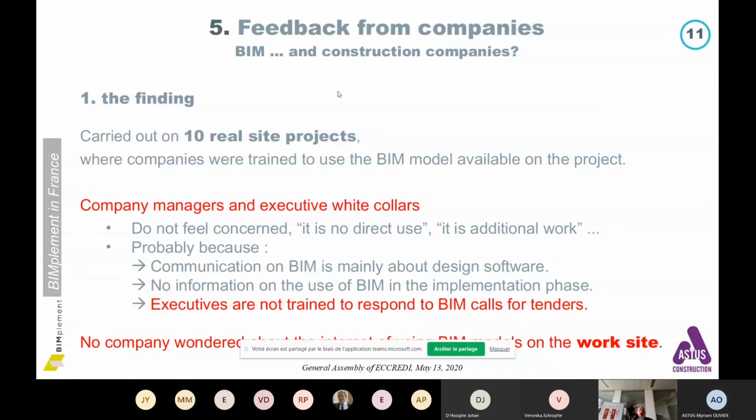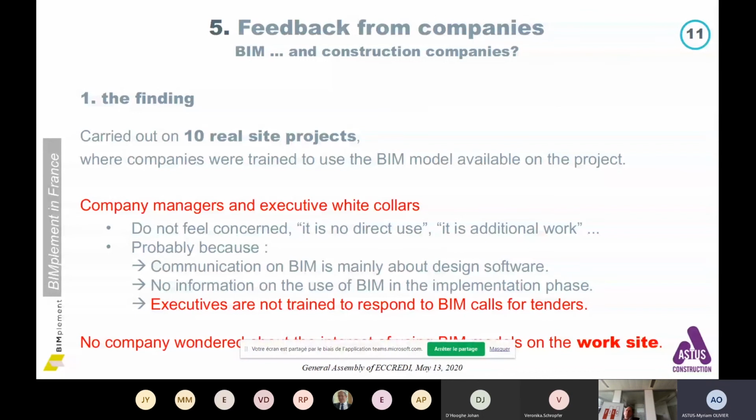On the companies we've been talking and working with in France, most of the time they don't care about BIM. I mean, it's not their problem. It's the designer's problem. They don't have spare time to consider this question, and anyway, they don't feel they have any use for it. Maybe the reason is that there's a lack of information on what building companies can do with the BIM process. In fact, communication is focused on design and design only.